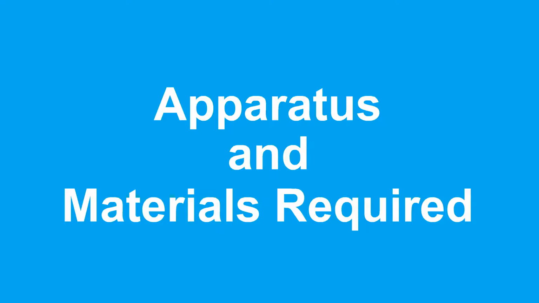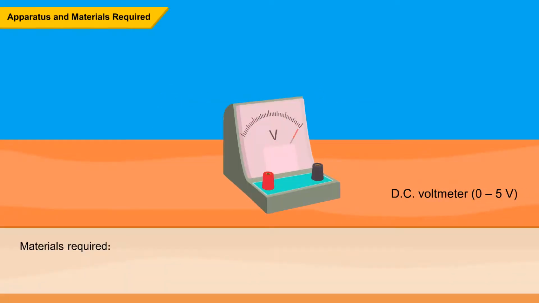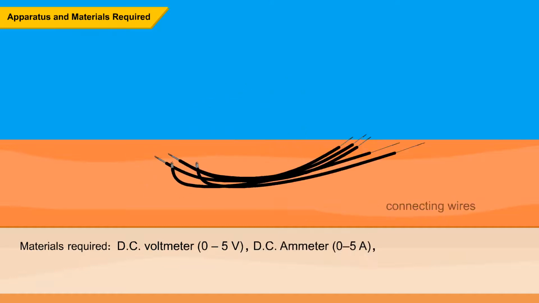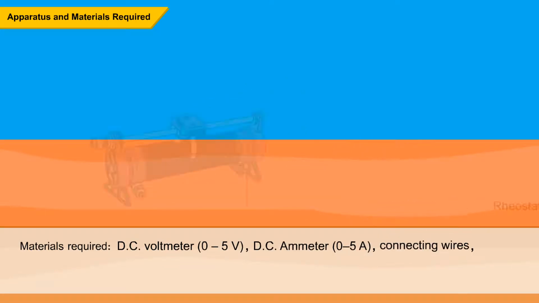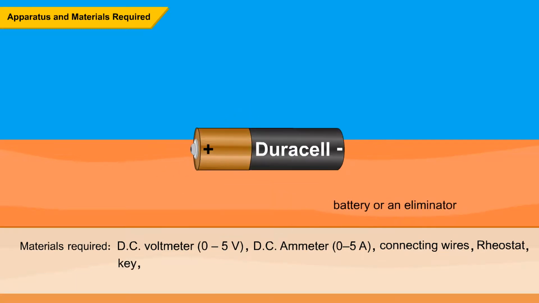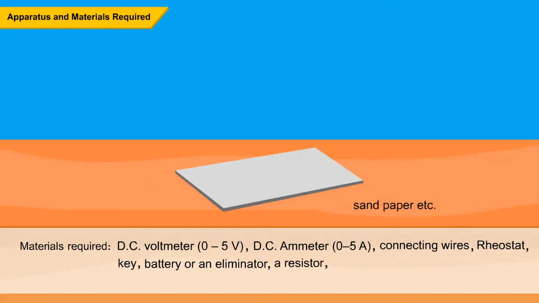Apparatus and materials required. DC voltmeter 0 to 5V, DC ammeter 0 to 5A, connecting wires, rheostat, key, battery or an eliminator, a resistor, sandpaper, etc.